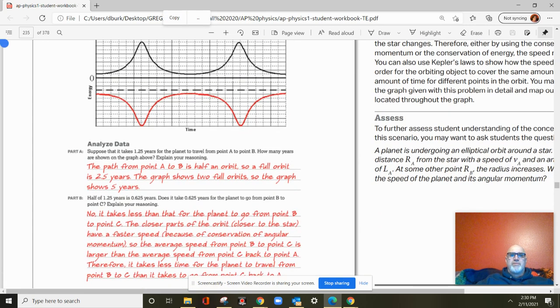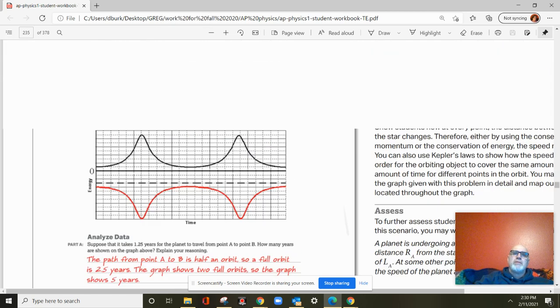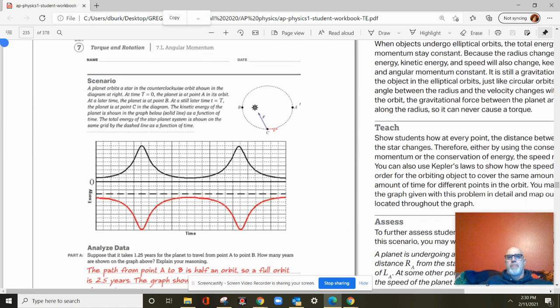Half of 1.25 years is 0.625 years. Does it take 0.625 years for the planet to go from B to point C? Explain your reasoning.